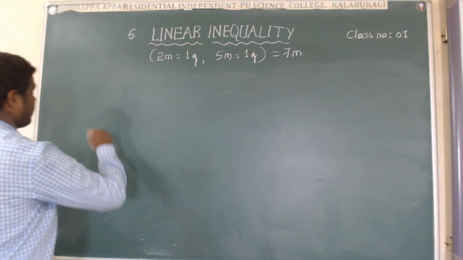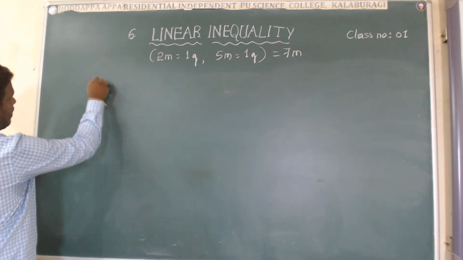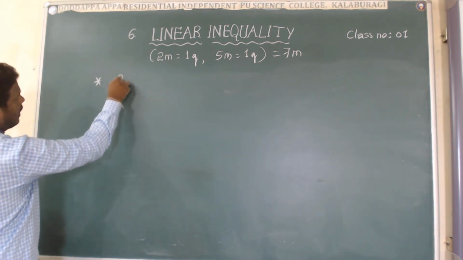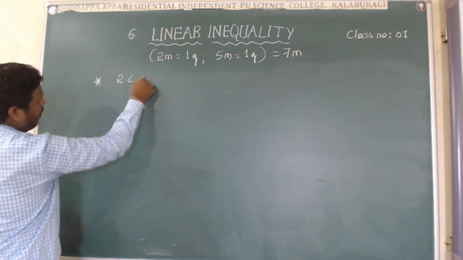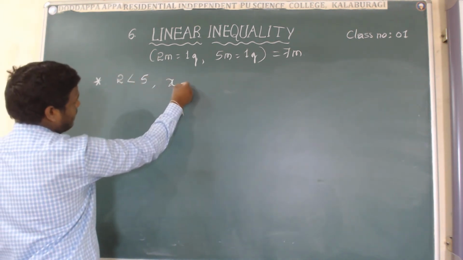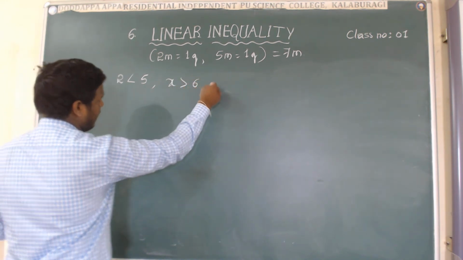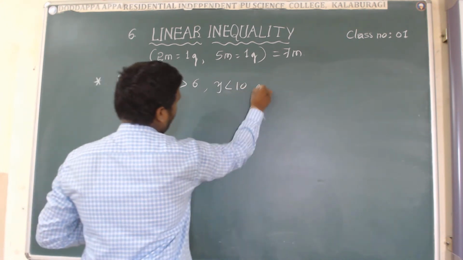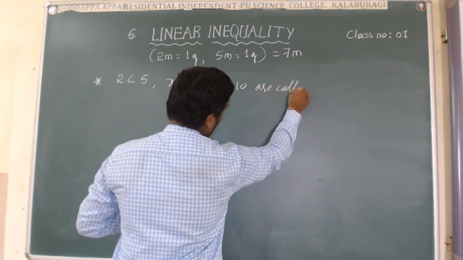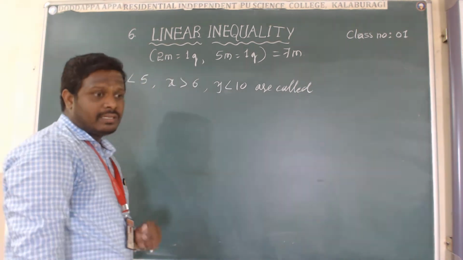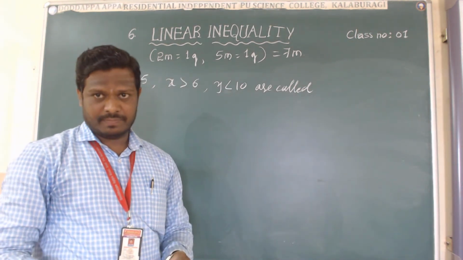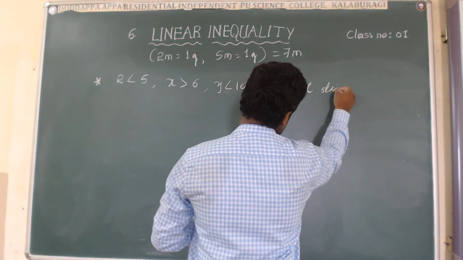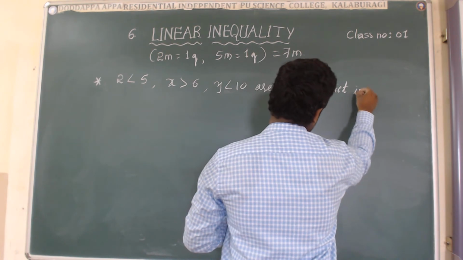One more point here. 2 is less than 5, X is more than 6, and Y is less than 10 are called strict inequalities. Getting my point? Strict inequalities.